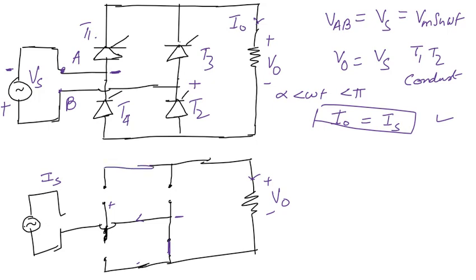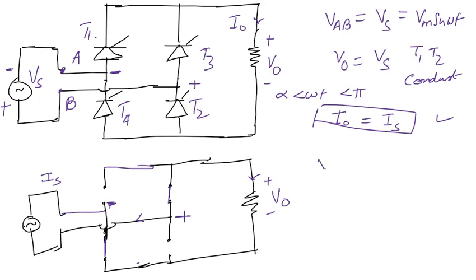So during this period, your T2 is conducting and T3 is conducting and T4 is conducting, right? And what happens to the polarity? This is negative and this will be positive.